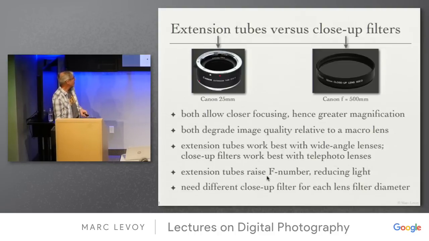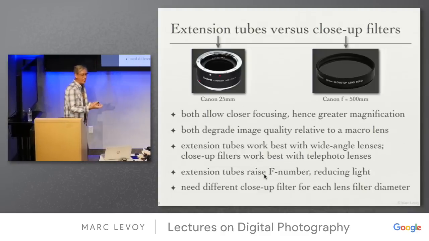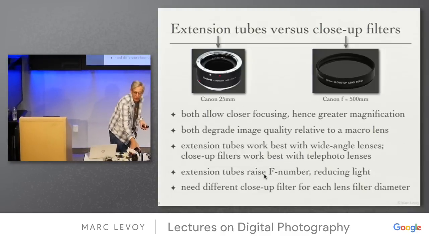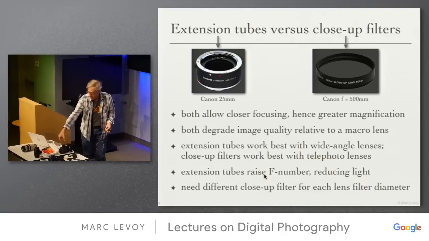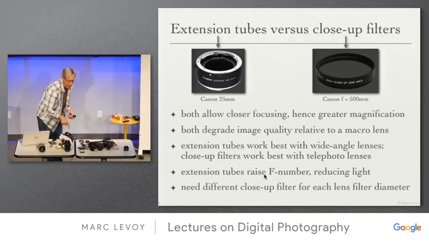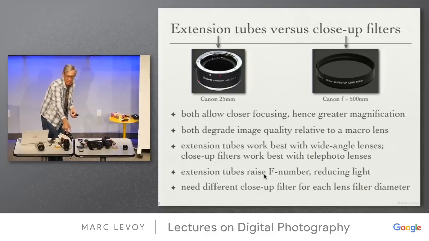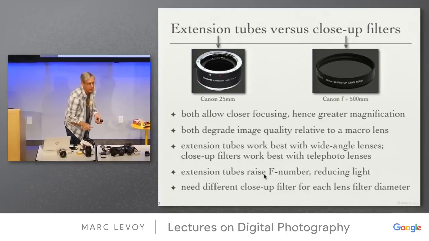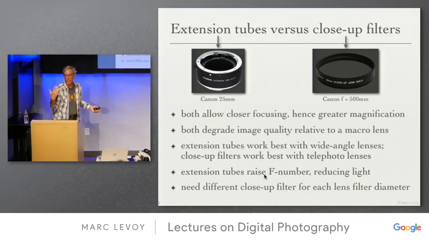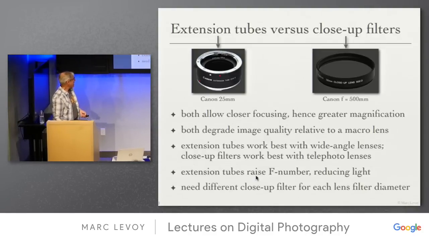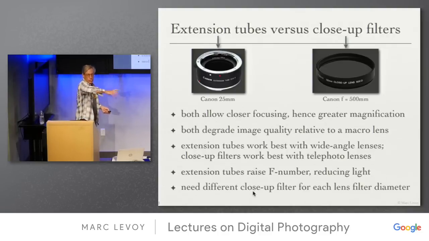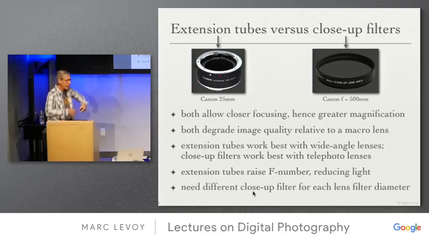And the extension tubes, because they take the aperture of the camera and move it a little bit further away, will reduce the effective F number. You think of the F number as the diameter of the aperture in here over that focal length. And if we keep the diameter the same and move the thing out, because we've got a tube in the middle, then it's going to increase the F number, reduce the effective aperture. You only need one extension tube, though, whereas you would need a different close-up filter for every lens filter diameter, because you have to screw it onto the end of the lens.